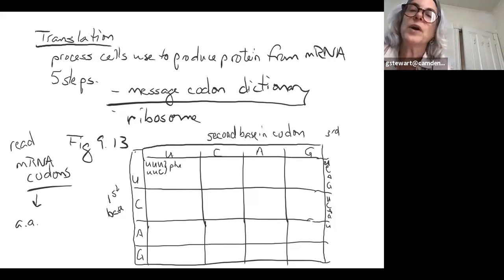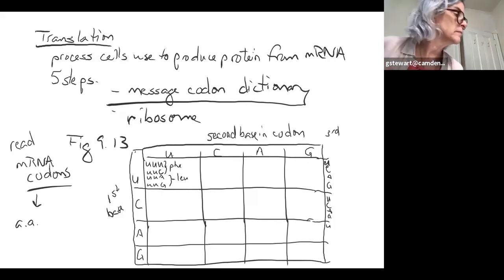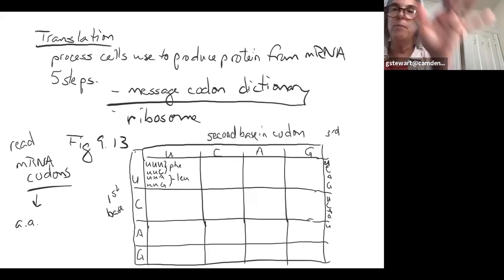There's going to be 4 codes in each box, 4 combinations of letters. So I'll finish this first box because that's all I can fit. So U, first base, U, second base, A, third base, that, as well as U, U, G, those both code for leucine. And the whole box is filled out.